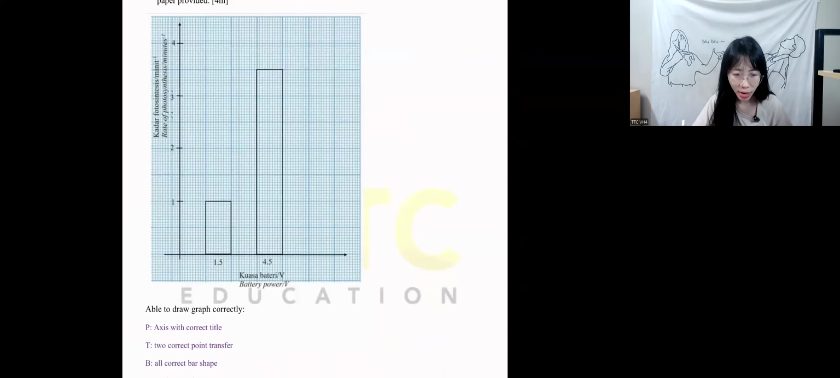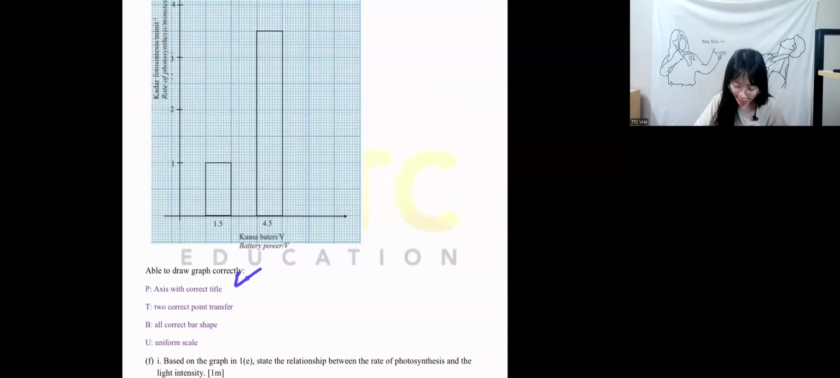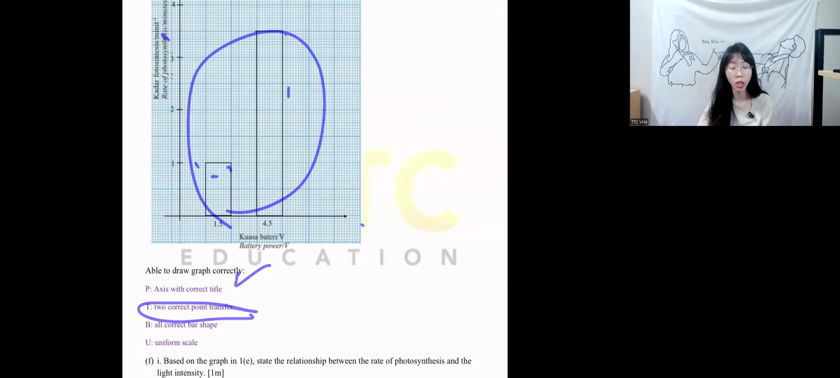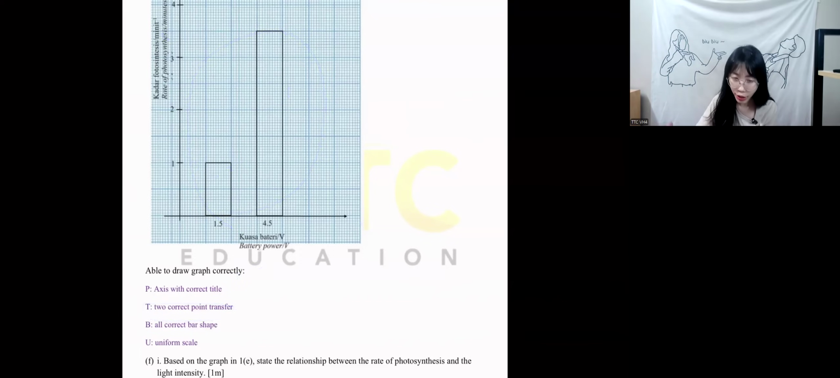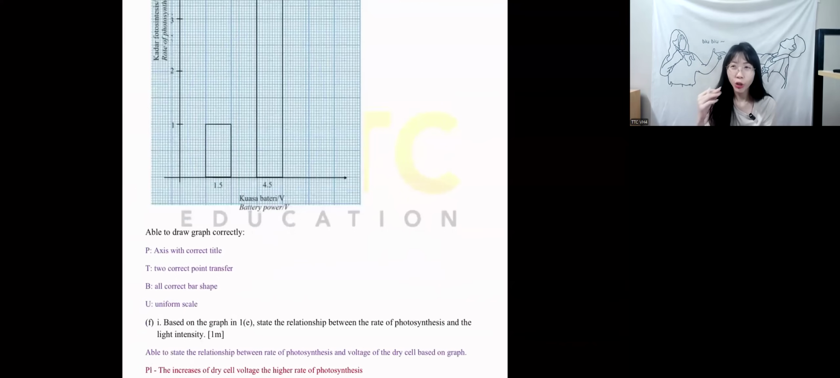You have to make sure that you have axis, XY, two correct points transferred, which is your answer here, and uniform scale. All graphs are the same, a bar chart is the same, but this one they use a bar chart. Usually we use a graph because we don't use dry cell, we use the distance. Distance cannot draw a bar chart, we have to use a graph.